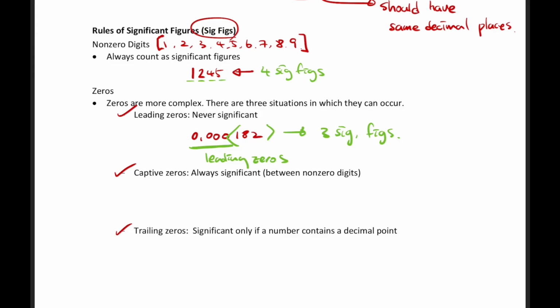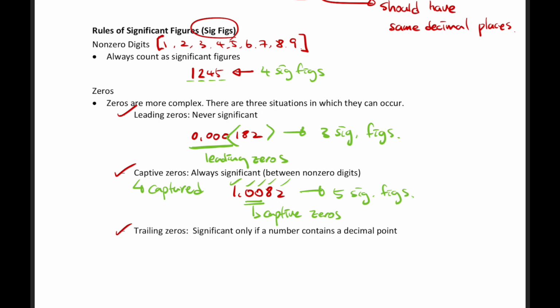However, when you have captive zeros, or I sometimes call these captured zeros, they are always significant because they are between non-zero digits. So for example, if we have something like 1.0082, these zeros are called captive zeros. And in this case, we have 1, 2, 3, 4, 5 sig figs.